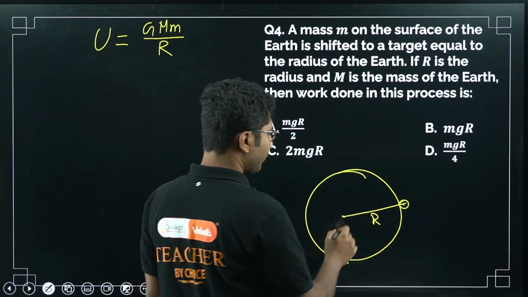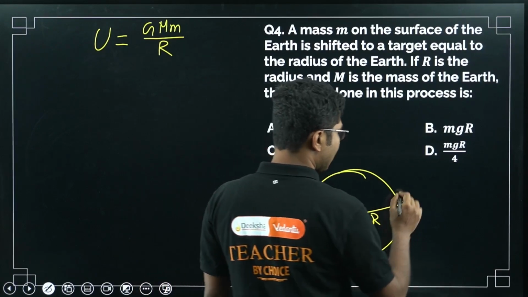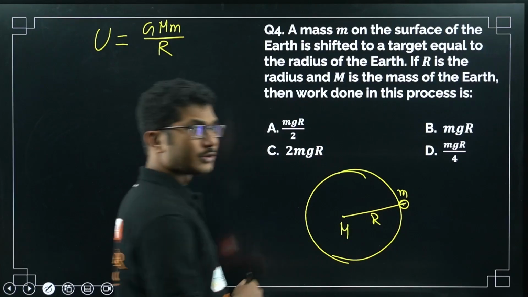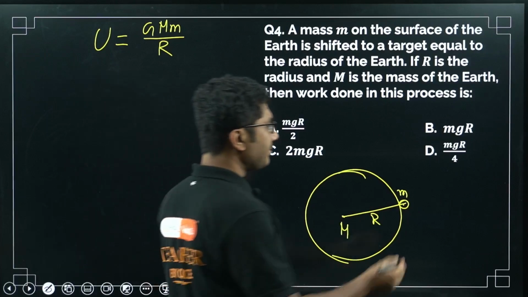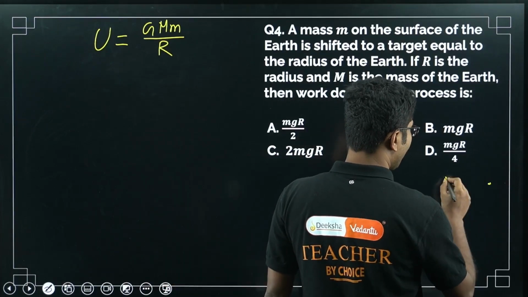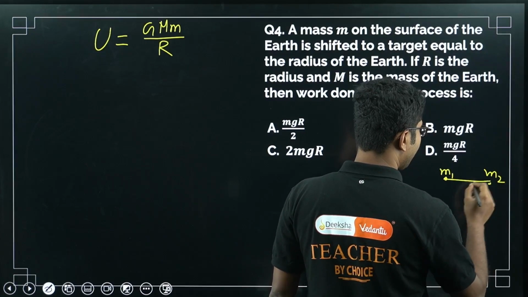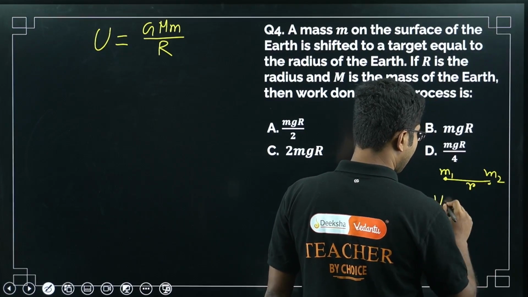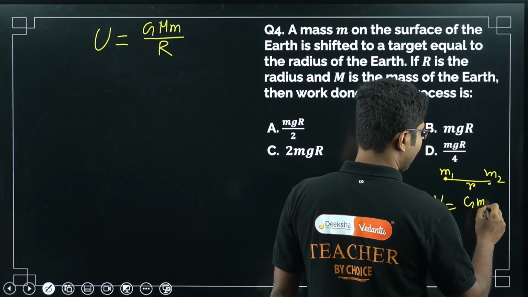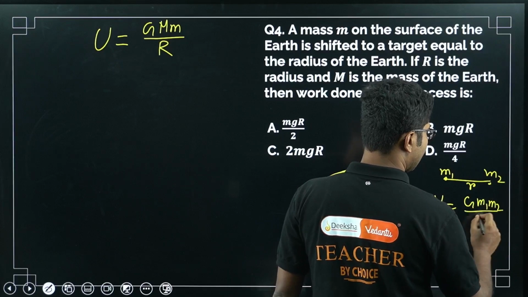What is the mass of earth? Mass of earth is M. What is the mass of this object? This is small m. So what is the potential energy? Potential energy between any two masses separated by a distance r is given by G m1 m2 by r.